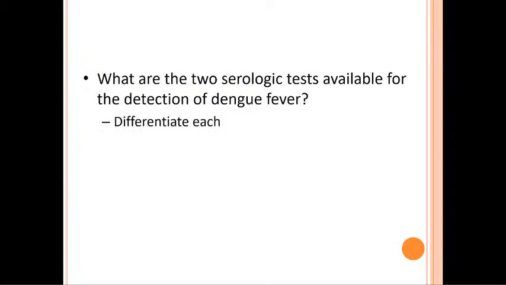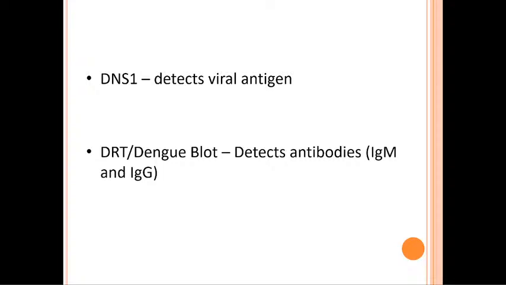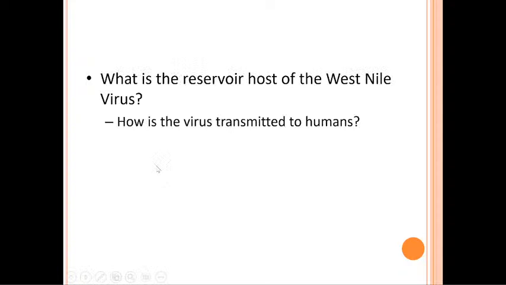Now, what are the 2 serological tests available for the detection of dengue fever? Dengue NS1, or dengue antigen 1. This requires gold conjugate. It's a bit expensive, but it's the most rapid and most specific. Dengue blood or DRT detects antibodies, IgM or IgG. It's not as specific as dengue NS1, because dengue NS1 detects the actual viral antigens. Always remember that: direct and indirect. DRT here stands for dengue rapid test. And let's talk about the reservoir host for West Nile virus. West Nile virus is transmitted to humans by birds.